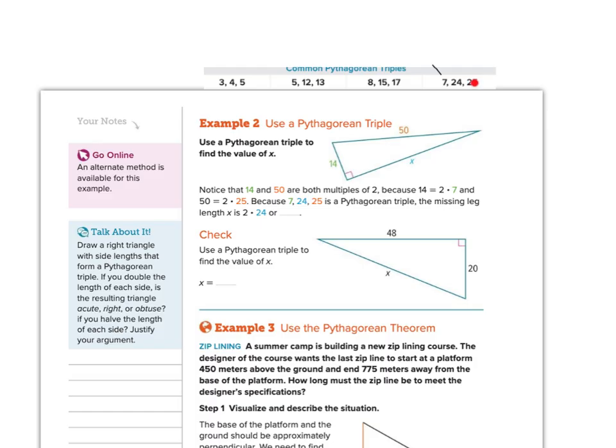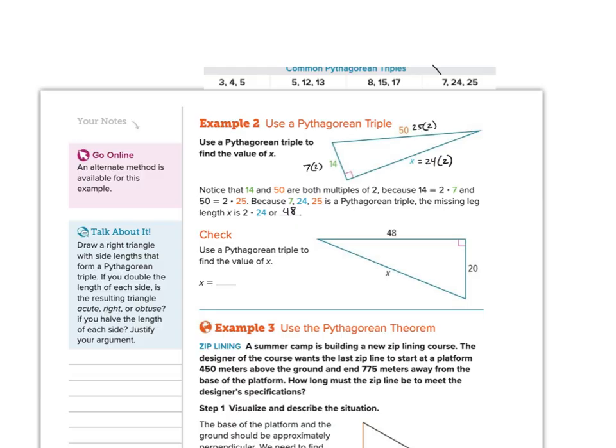I could say, hey, 50 could be 25 times 2. And then 14 could be 2 times 7. So that's what they're trying to say. Hey, can you use a triple to find this out? This would be 7 times 2. This would be 25 times 2. So this is probably going to be equal to 24 times 2, or in this case, 48.